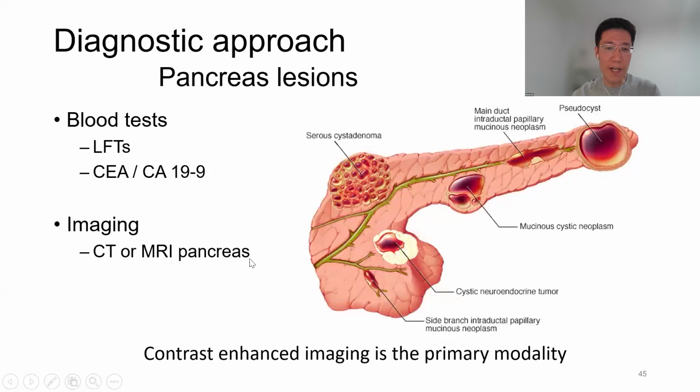CT or MRI pancreas is the scan of choice, because most of the time the ultrasound scan can't really see the pancreas very well because of bowel gas and the structures in front of the pancreas itself. So the contrast enhanced imaging is our primary modality. CT scan is very good for looking at the relationship to the blood vessels, and most of the time we can get the diagnosis from a CT. But if we don't get the diagnosis, then we do an MRI scan for further characterization of the pancreas itself.